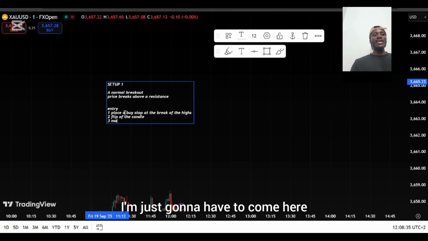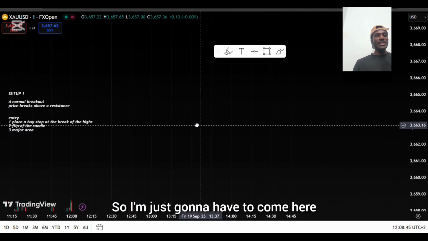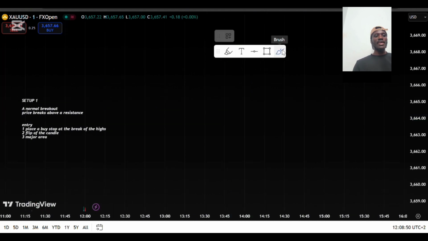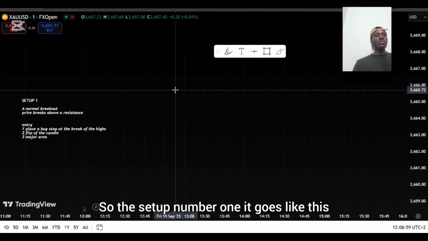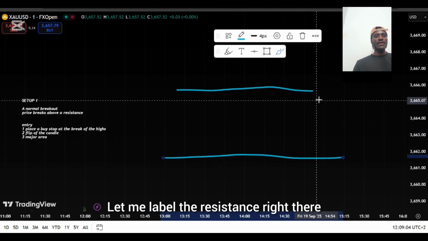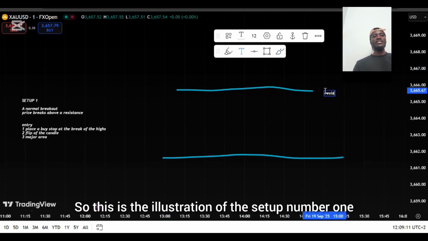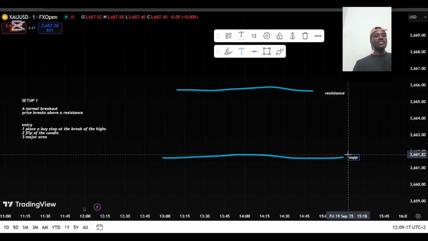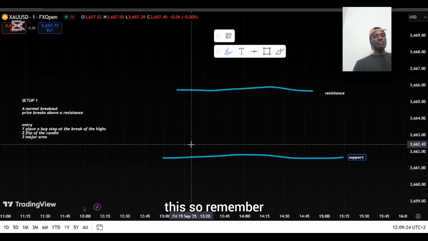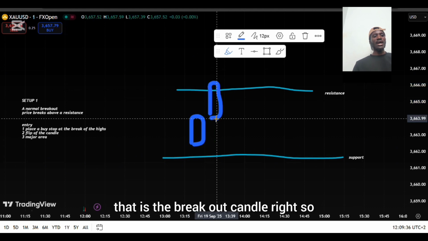I'm just going to come here and draw the setup. So I'm just going to come here and draw what I mean. So let's say for example we've got a resistance right there and a support right there. So the setup number 1 goes like this. Let me label the resistance right there and the support to the downside. So this is the illustration of the setup number 1. Let me select my brush. Take it for example, we've got a bull candle, then the next candle does something like this. So remember, that is what we referred to as the breakout, right? That is the breakout candle.